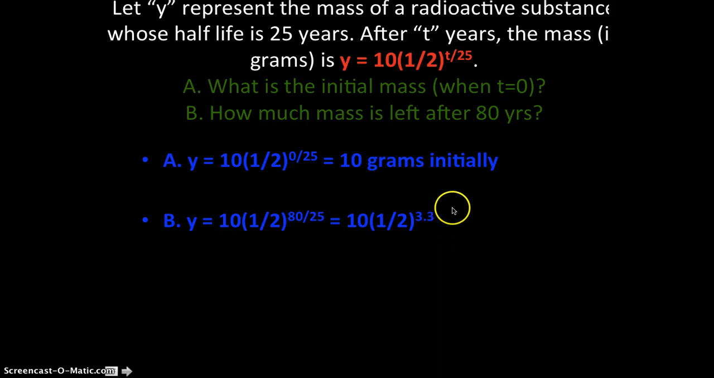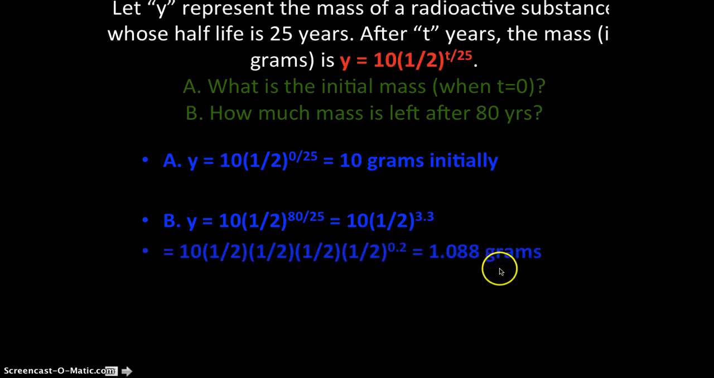And then as we apply that, let's go to 80 years. That means the half-life would occur 3.3 times, which is illustrated a half times a half times a half. That's 3. And this would be 1/2 actually to the 0.3 here, not 0.2. Mess that up. And that would give me 1.088 grams. So I started out at 10 grams. 80 years later, it has decomposed to 1.088 grams.